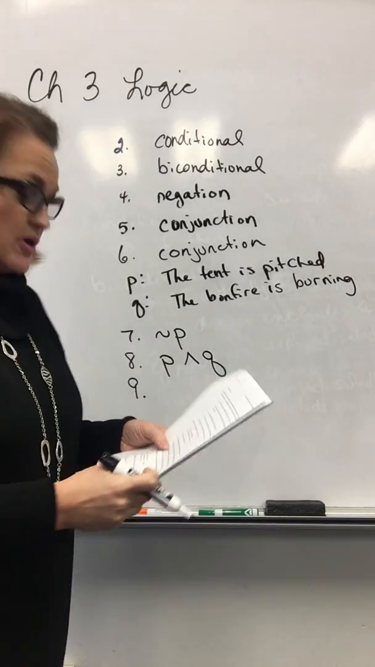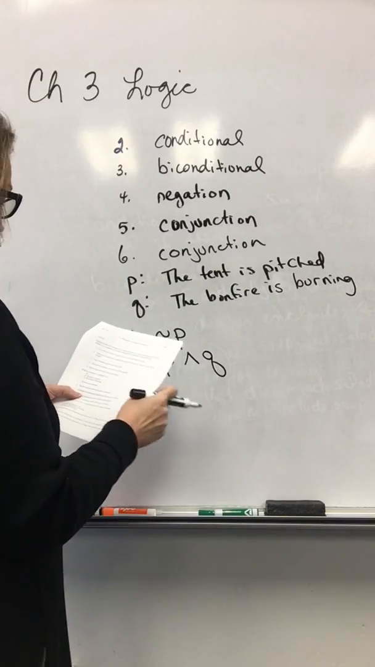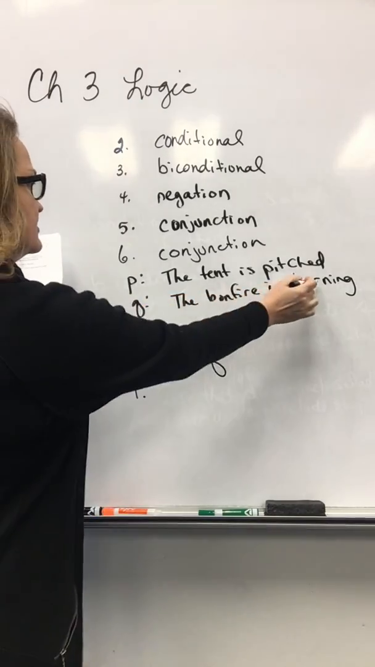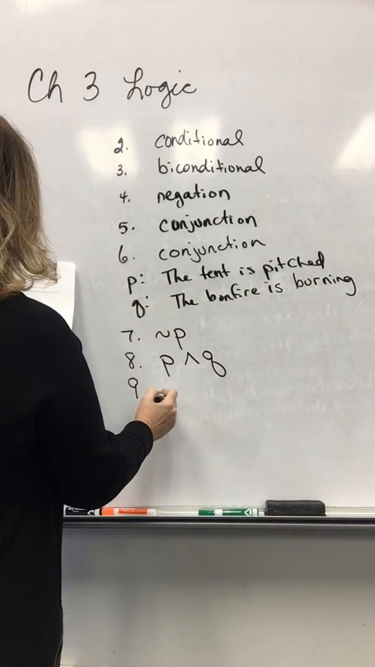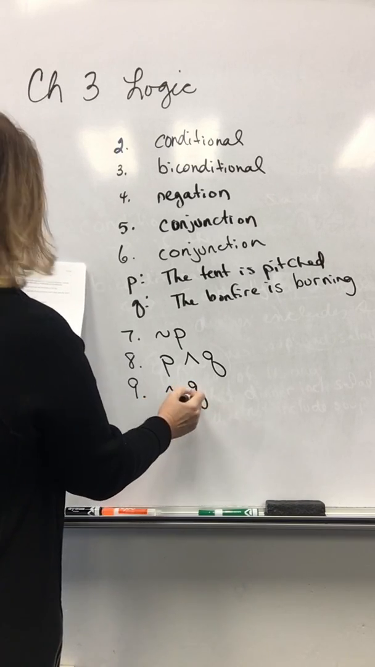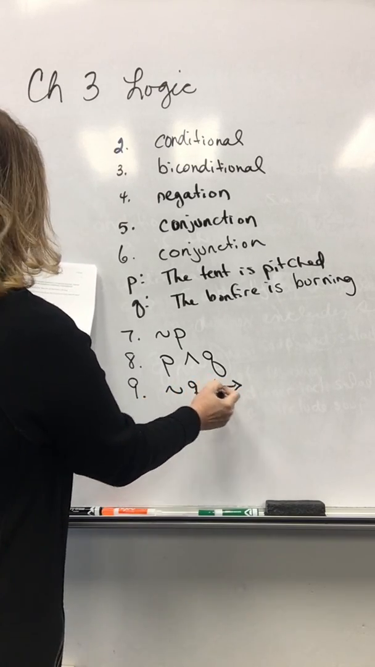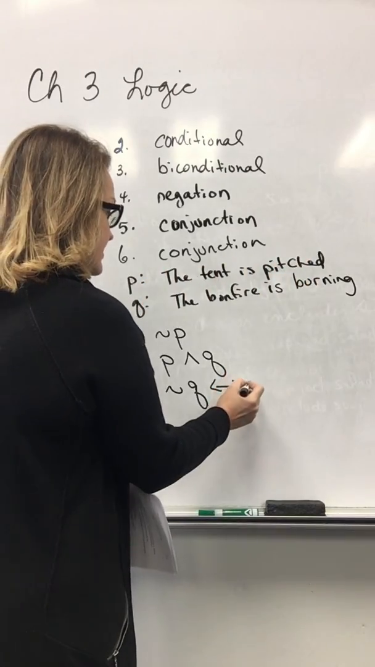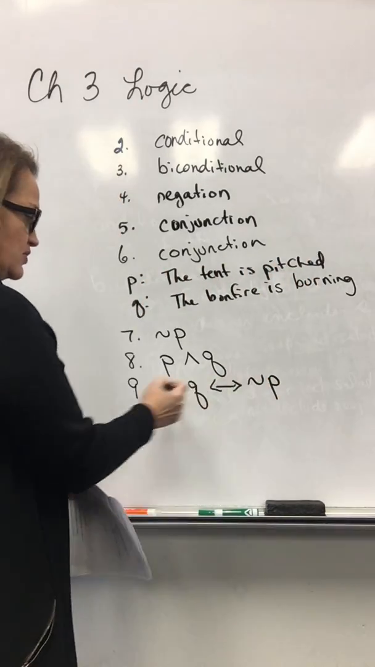Number 9, the bonfire is not burning if and only if. So that's going to be our double arrow. Again, the bonfire is not burning. That's statement Q, not Q. If and only if the tent is not pitched. That's statement P with a negation. So that's how they turn that thing around.